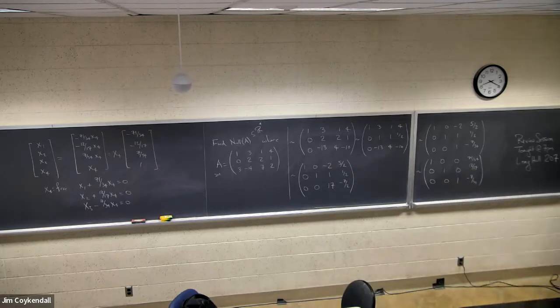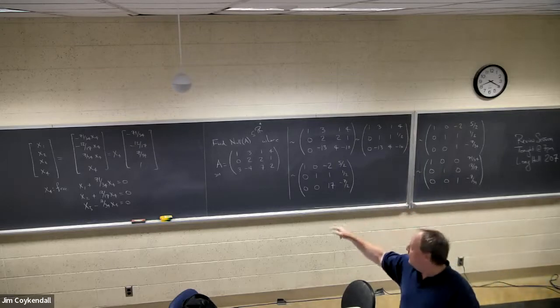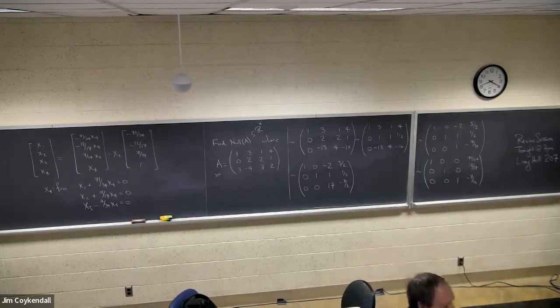So my null space has dimension 1. X4 is like a free parameter, and that single basis element, that stack there, from minus 71/34 all the way down to 1, is my basis vector.